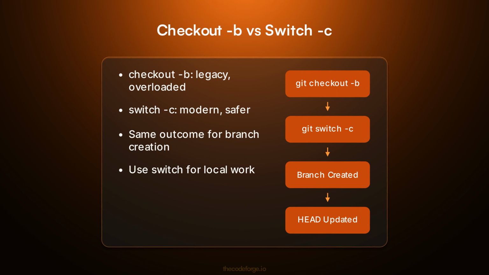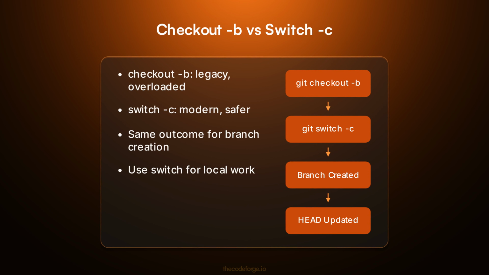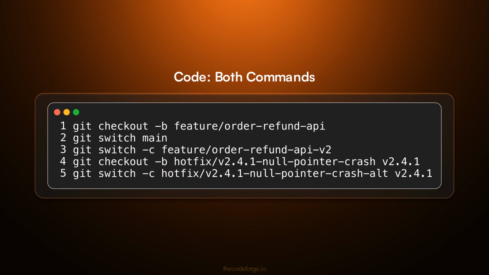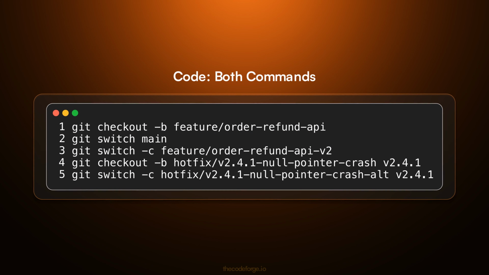Git 2.23 introduced git switch to separate branch operations from file restoration. git switch -c does exactly what checkout -b does, but it can't accidentally restore files or detach HEAD. Use switch for local work, but checkout -b in scripts for compatibility. Both commands produce identical results.